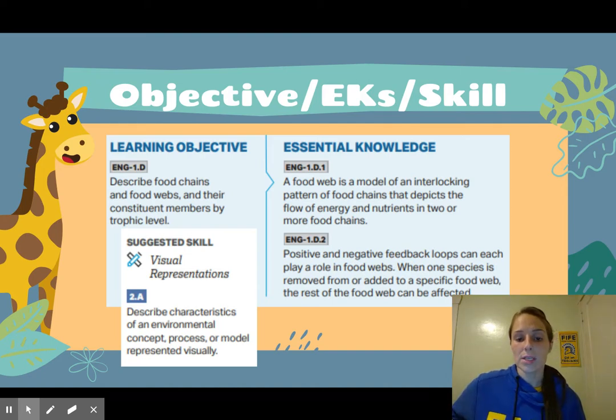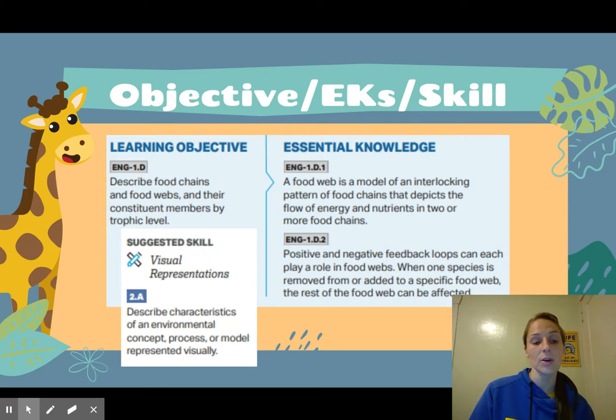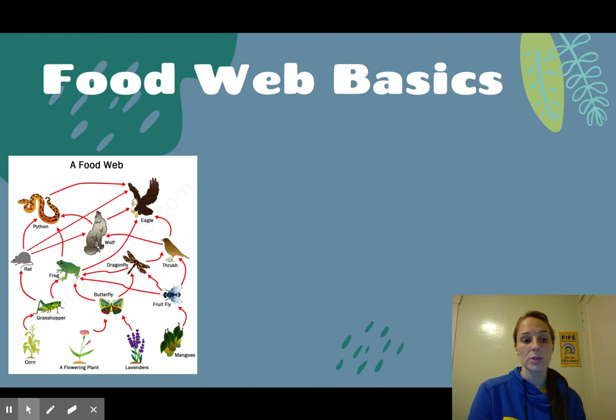Then we're also going to touch on positive and negative feedback loops and the roles that they can play in food webs. And the skill that you are going to practice at the end of this is going to be describe characteristics of an environmental concept, process, or model represented visually. We're going to start off with some food web basics.